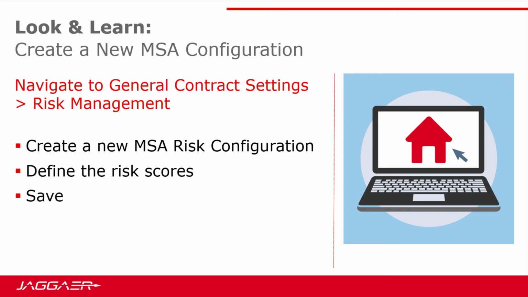Let's take a look at how to create a new risk configuration in Contracts Plus. In this demonstration, I'm going to create a new risk configuration for master service agreements. This will generate an out-of-the-box model for me to customize, and I'll just get started in this process by creating a new one and defining the risk score configuration, and then we'll talk about the intents and entities later.